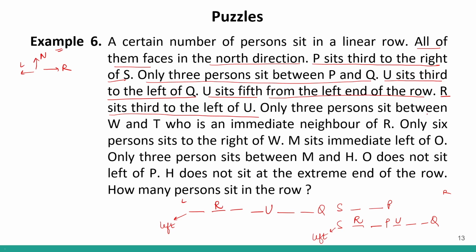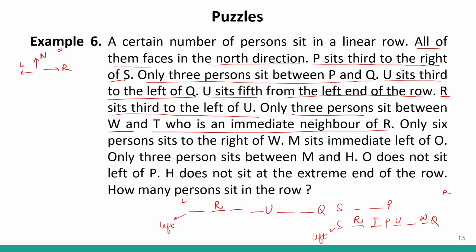Only 3 persons sit between W and T, who is an immediate neighbor of R. So T is an immediate neighbor of R. Over here, I will get T, immediate neighbor of R. And between T and W, we have 3 people. So 1, 2, 3, I will get W over here.